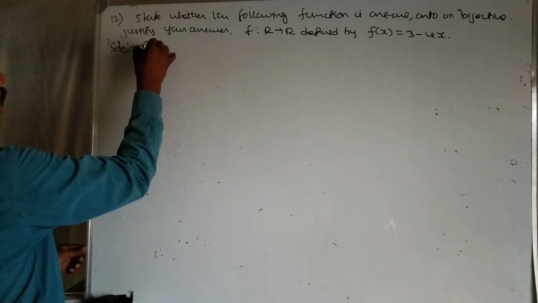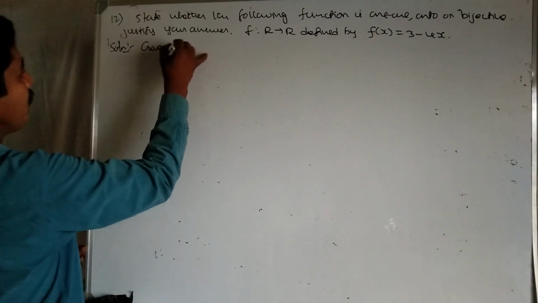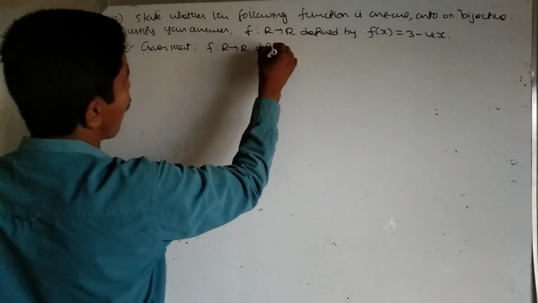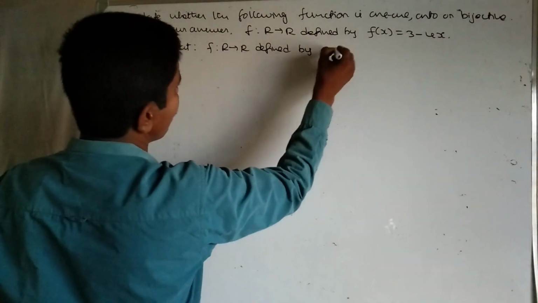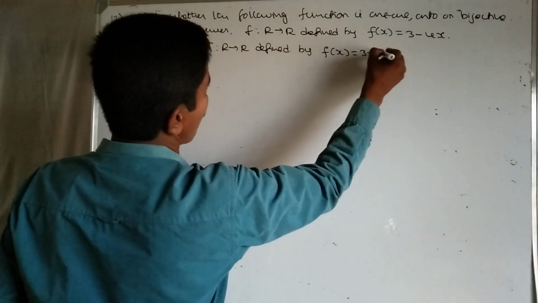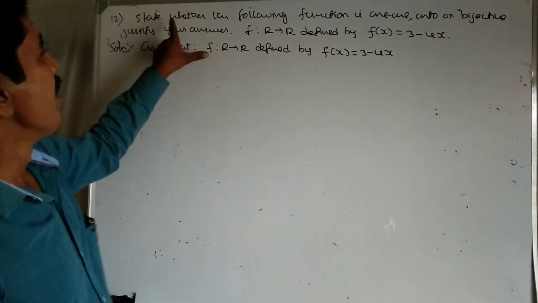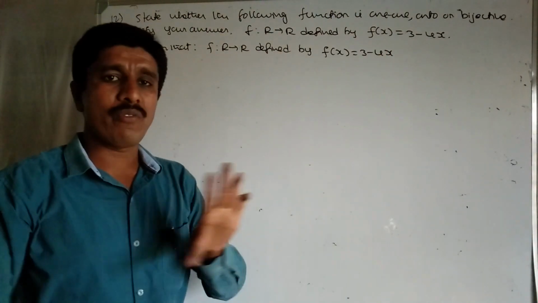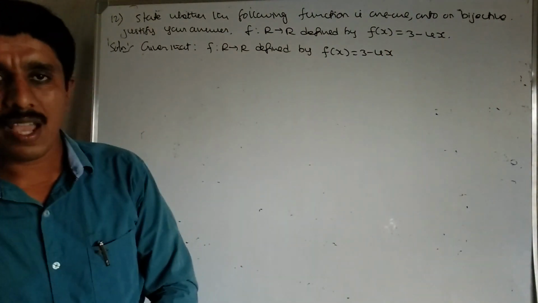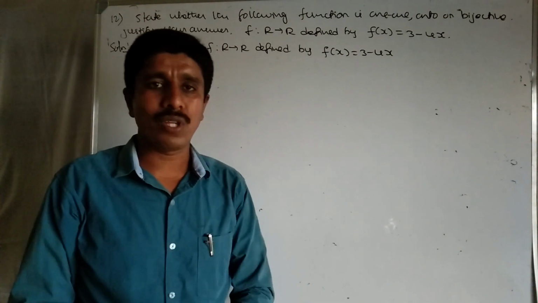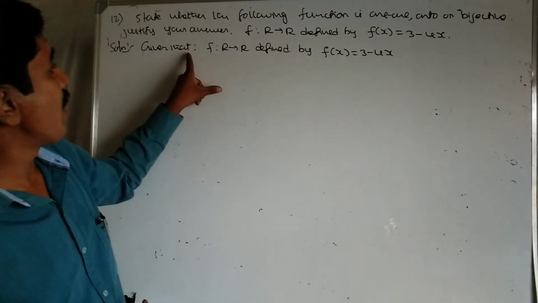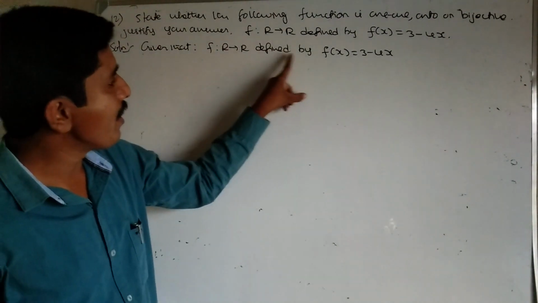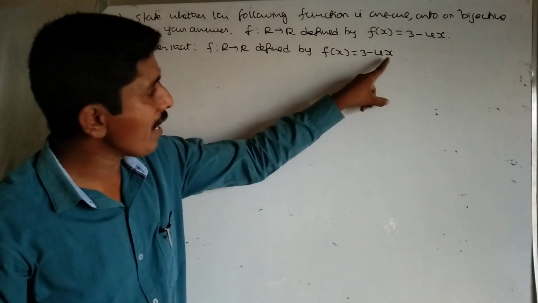Solution. So you are given that the function f from R to R is defined by f of x equal to 3 minus 4x. You state whether the function is 1-1, onto or bijective. Here we have to verify whether the function is 1-1, onto or bijective. Bijective means the function is both 1-1 and onto. The domain is real numbers, the codomain is real numbers, defined as f of x equal to 3 minus 4x.